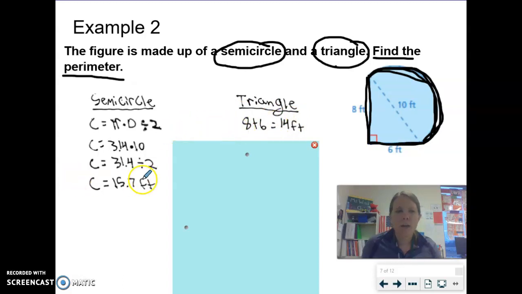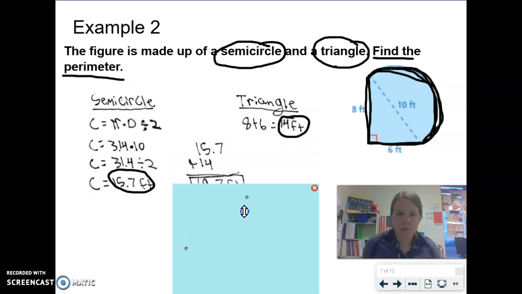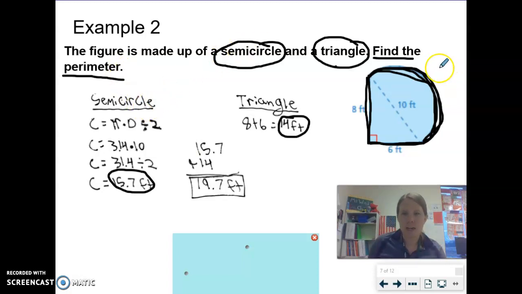When then I go back and I combine this part and this part together to find the perimeter of my entire shape. So when I add these both together, I end up getting 19.7 feet. Okay. So again, we don't need this measurement on the inside totaled up for my perimeter. It is useful though in finding some of these measurements that I need because I'm not given this part on the outside. Okay.